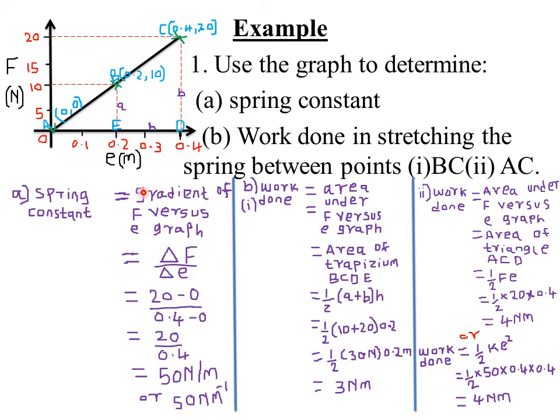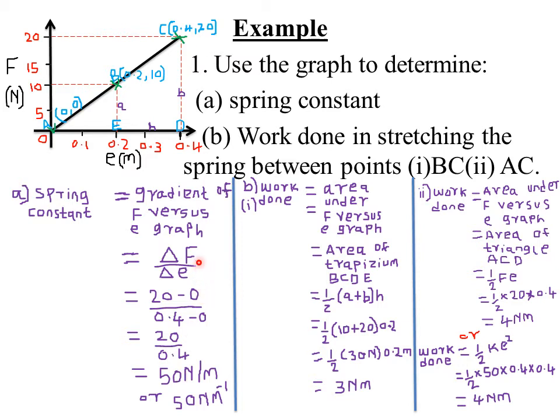So I'll have 20 newtons minus 0 newtons, then divided by the change in X, or change in the horizontal axis, from this point up to this other point. So the change in X will be 0.4 minus 0. That is this particular distance here. So 0.4 minus 0 gives me 0.4. Then 20 minus 0 also gives you 20. After that, you take 20 divided by 0.4, and you obtain 50.